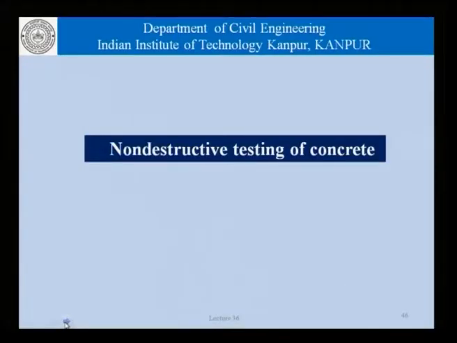Now, let us spend some time on non-destructive testing of concrete. This subject as well has been dealt with earlier, except that at that time we had talked in terms of mostly laboratory tests. Today, the discussion will be largely focused on better understanding the permeability of concrete in situ, that is, in an actual structure.